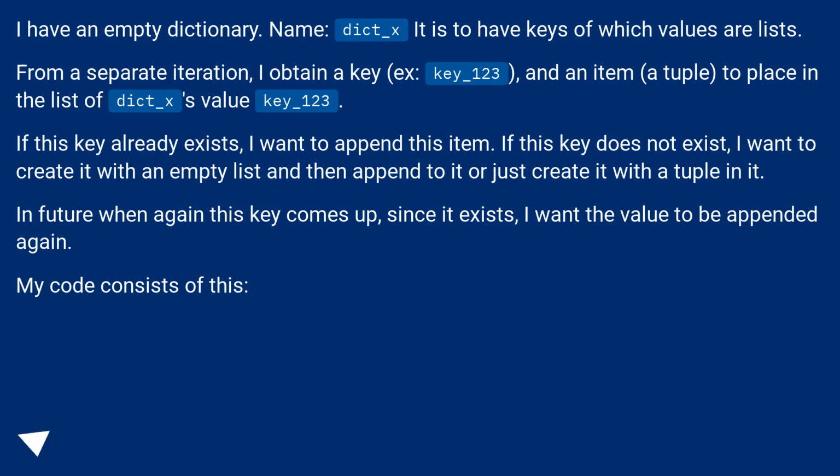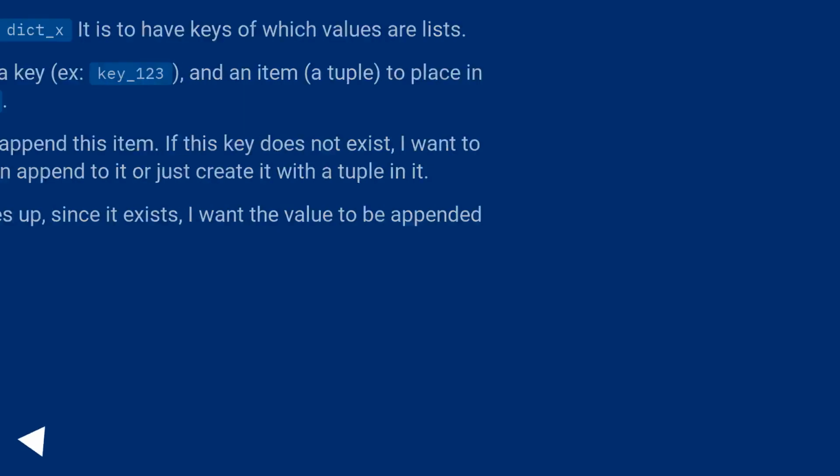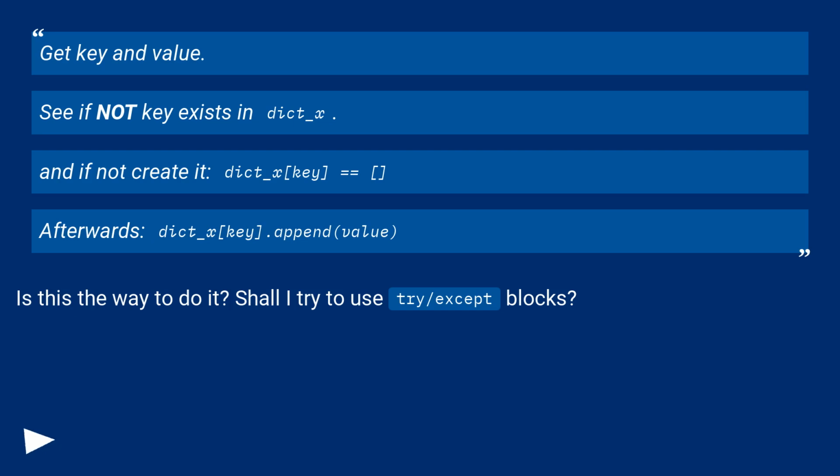My code consists of this. Get key and value, then see if the key does not exist in dict_x, and if not, create it: dict_x[key] equals a list, and afterwards dict_x[key].append(value). Is this the way to do it? Shall I try to use try/except blocks?